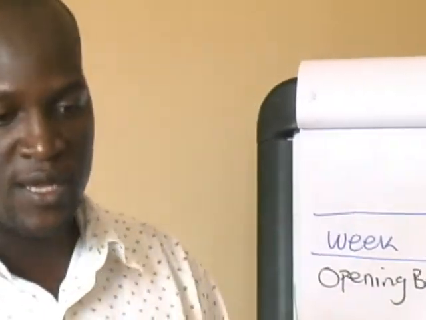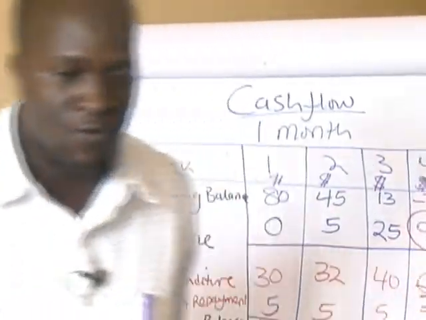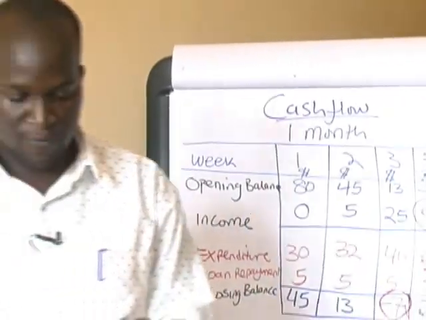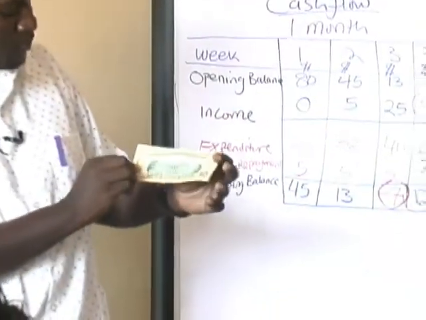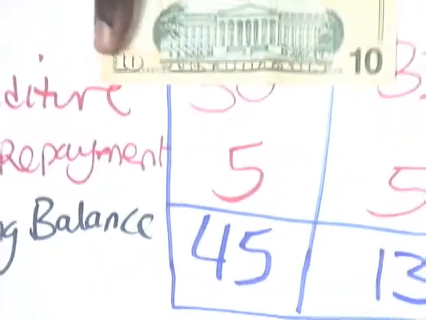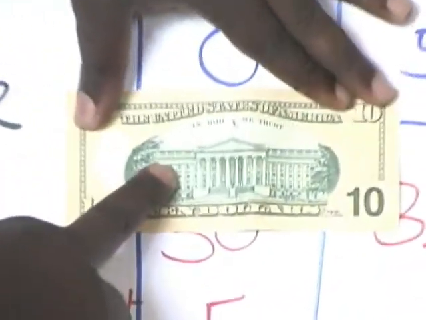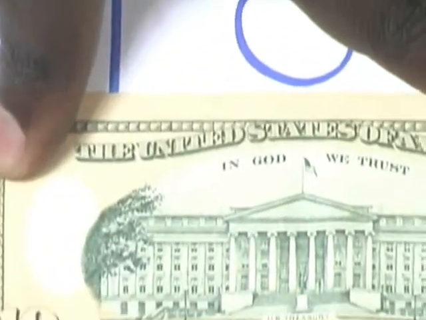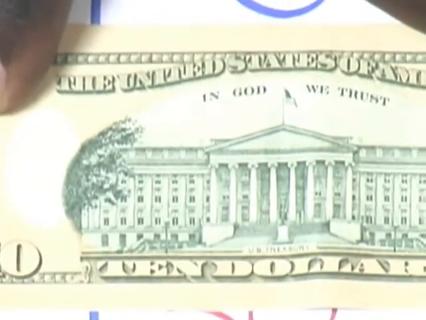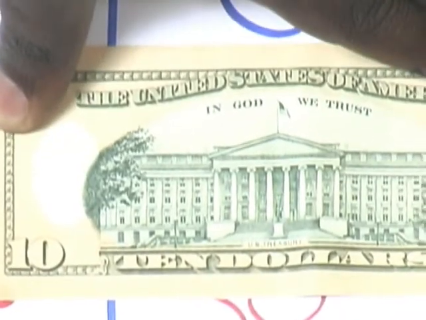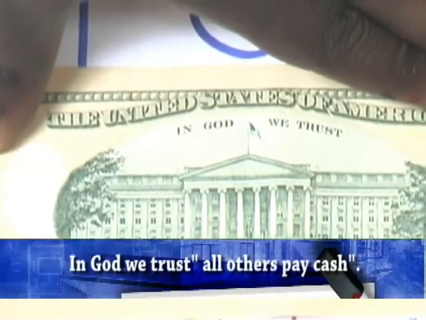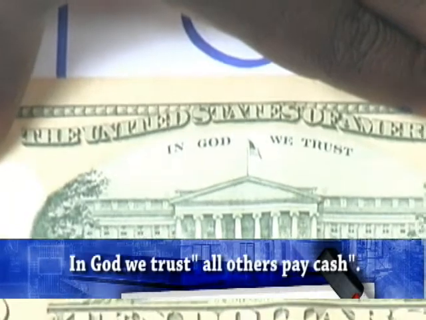Cash is important. In fact, we have an example here in the workbook. If you look closely at the American dollar, you'll be able to see that it says the United States of America. This is a $10 bill. But down below, you'll find that it says, "In God we trust." And for them, they say, "In God we trust, all others pay cash."